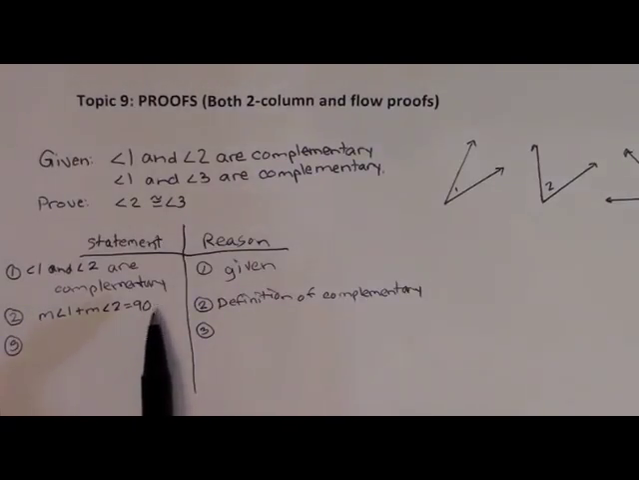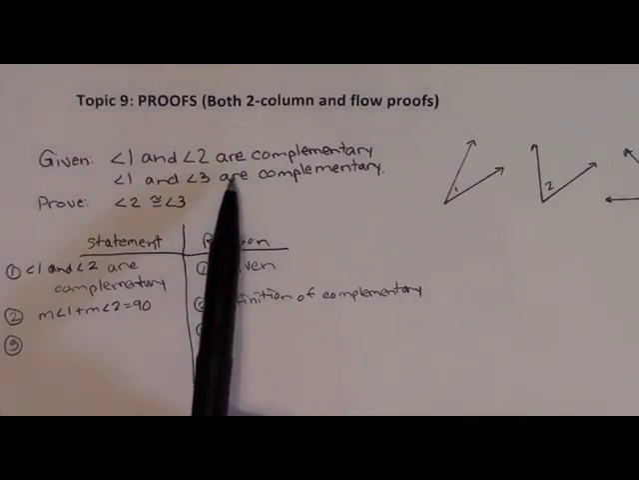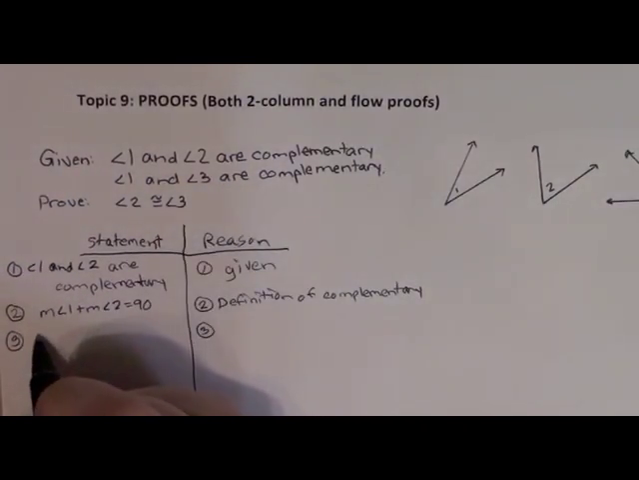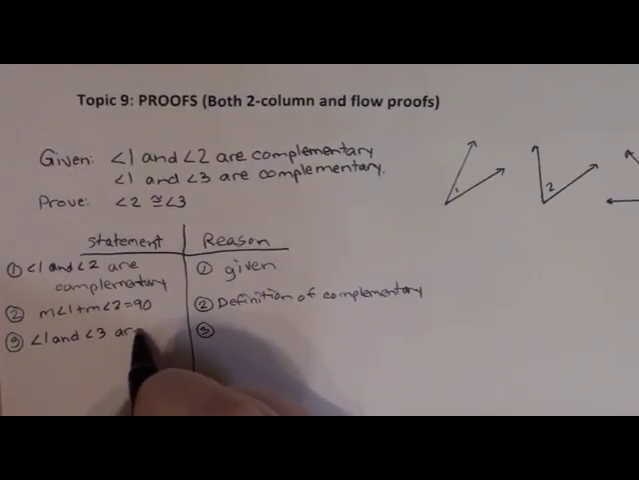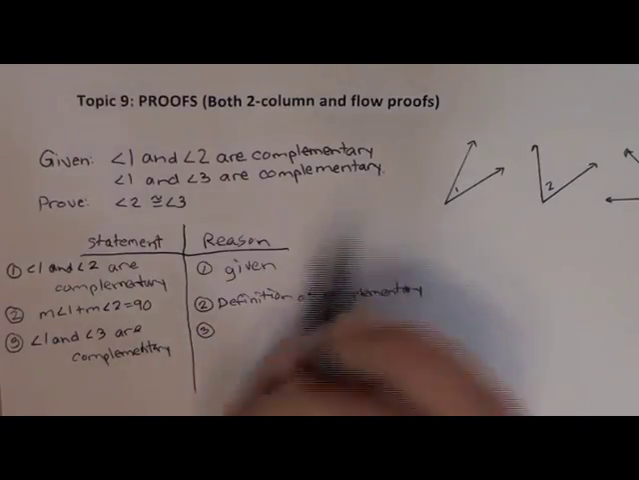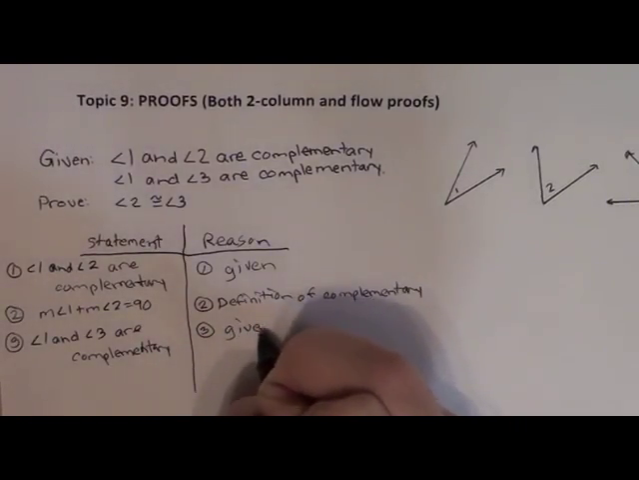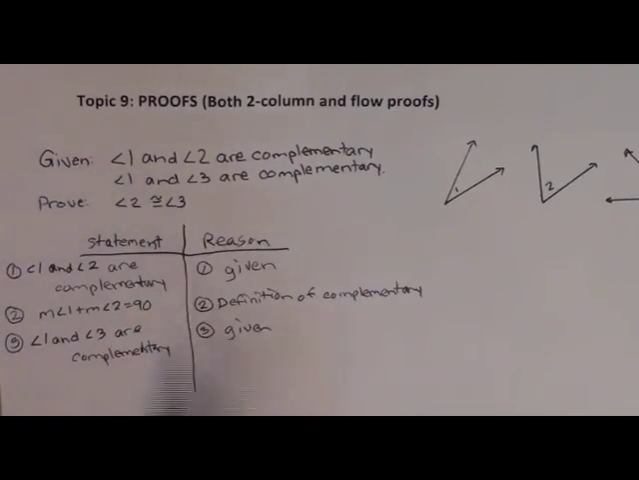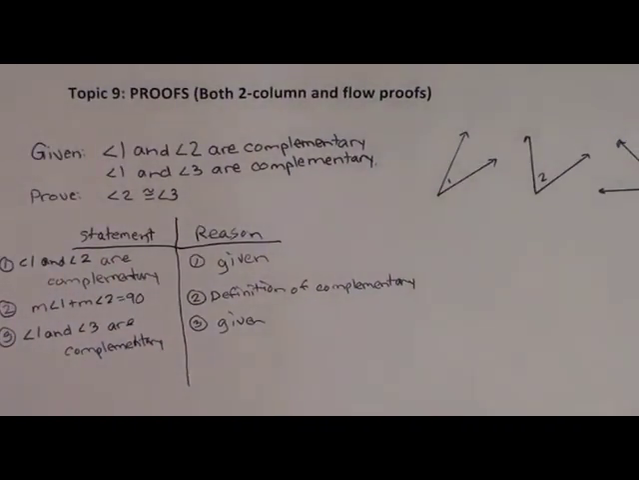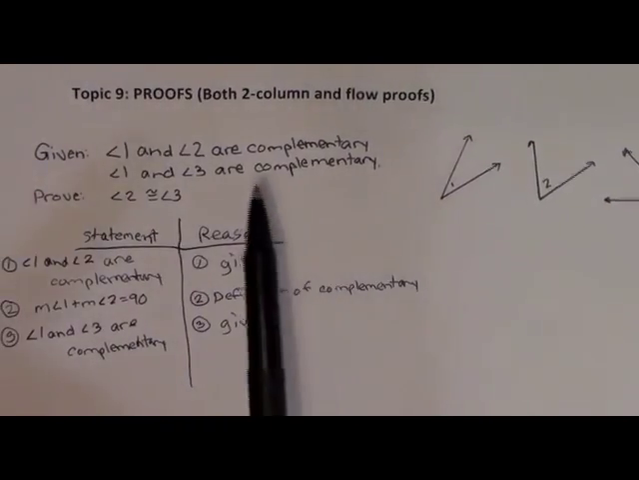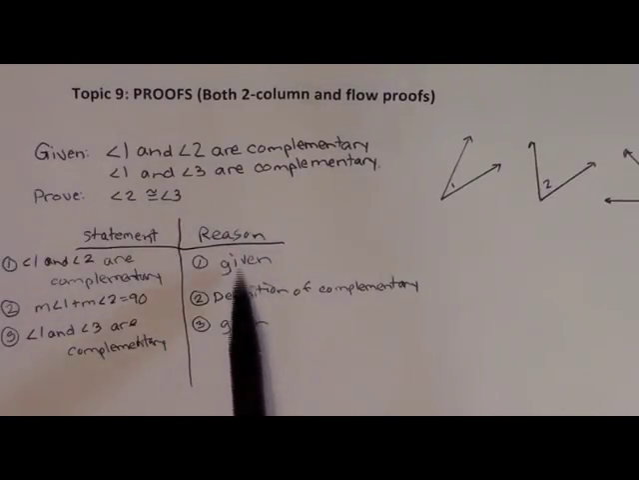Okay, that's as far as we can take that right now, but we do have another given up here. Angle 1 and angle 3 are complementary. And what's our reason for that? Well, because it says so on the paper. It was given. It's one of the givens. Now, there's not really any excuse for missing either of the givens. Givens always go in the proof, 1 or 2 or however many givens there are, and the reason for them is always given.